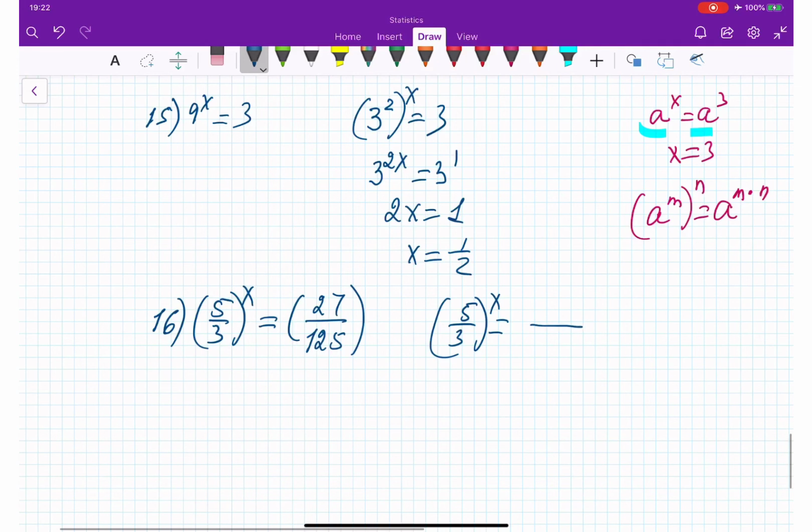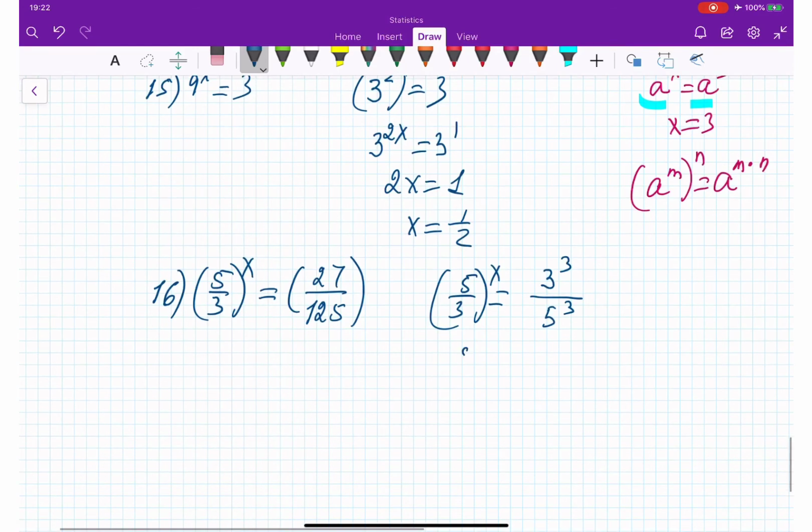Can I represent 27 as 3 to power 3? Yes, because 3 times 3 is 9, 9 times 3 is 27. 125 is 5 to power 3. Yes? Okay. Now I can write down (5/3)^x is equal to, and I can take this power 3 out and get (3/5)^3.